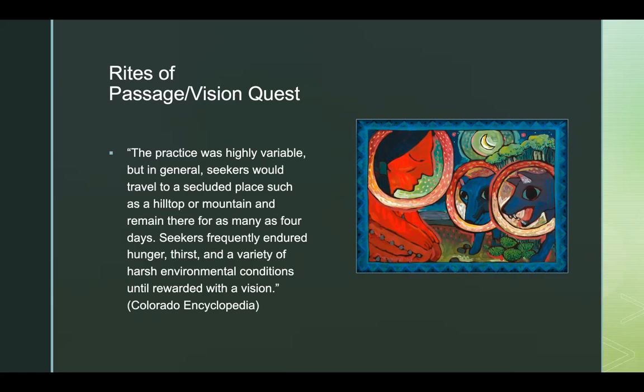So the practice was highly variable, but in general, seekers would travel to a secluded place, such as a hilltop or mountain, and remain there for as many as 4 days, typically without food and sometimes maybe without water as well. Seekers frequently endured hunger, thirst, and a variety of harsh environmental conditions until rewarded with a vision. So at some point after 4 days, you're going to have some kind of vision that is very powerful and gives you a path to the rest of your life.